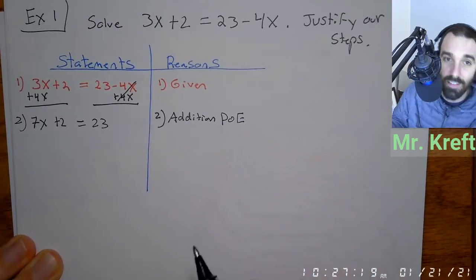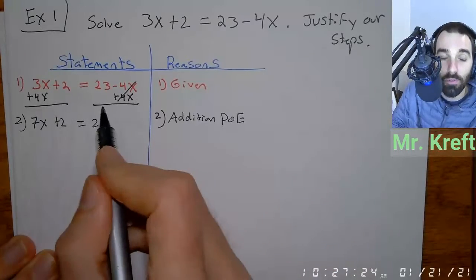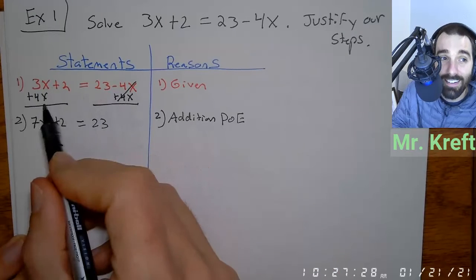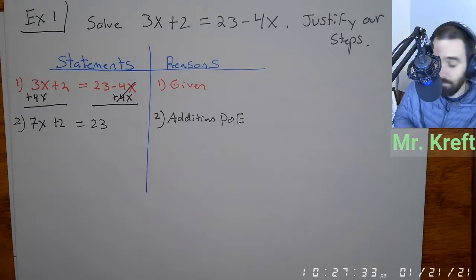Now, I'm going to write POE because it's habit, but you don't need to write POE. But anytime you do something to both sides, it's important to note that this is addition, property of equality. So I added the same thing to both sides to keep it equal.